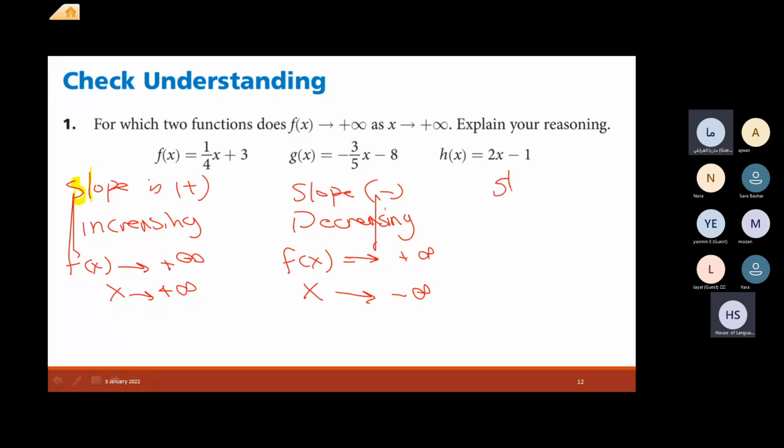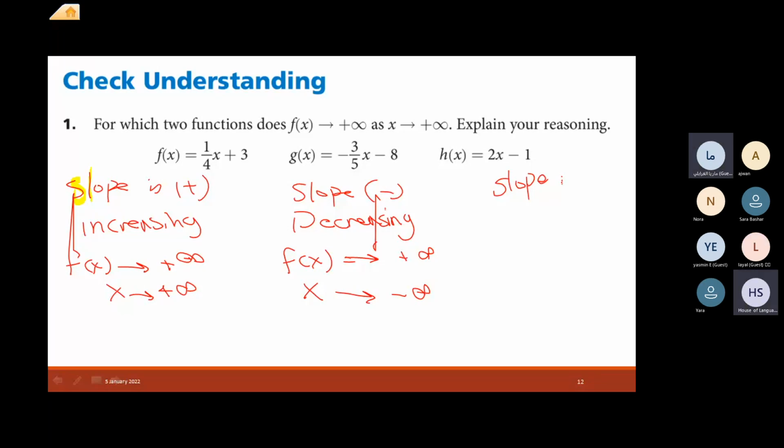Just a minute. The slope of h of x, is it positive or negative? Oh, wait, teacher. Yes. Sorry, teacher, my father's phone rang. Okay, the slope is positive or negative? The slope is positive. Increasing or decreasing? Increasing. How will the behavior be?